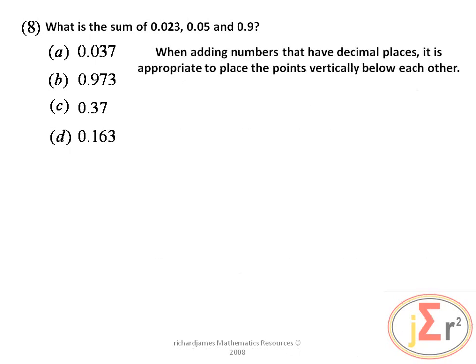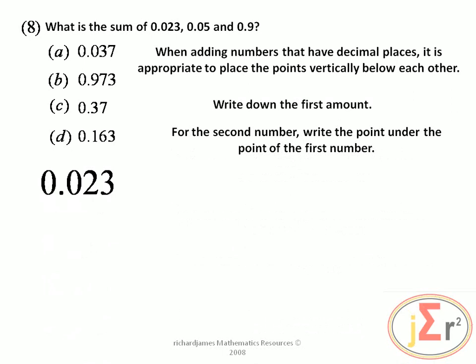When adding numbers that have decimal places, it is appropriate to place the point vertically below each other. So we're going to place the points vertically below each other. Write down the first amount, 0.023. Now, for the second number, write the point vertically below the point of the first number. So, put the point down and write the digits on both sides of the point.